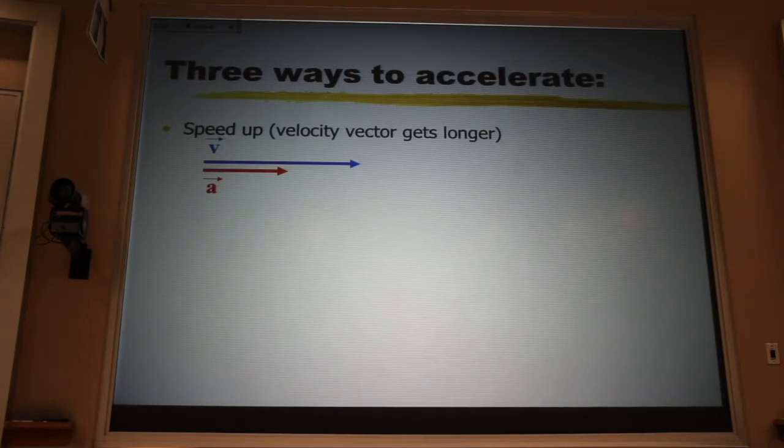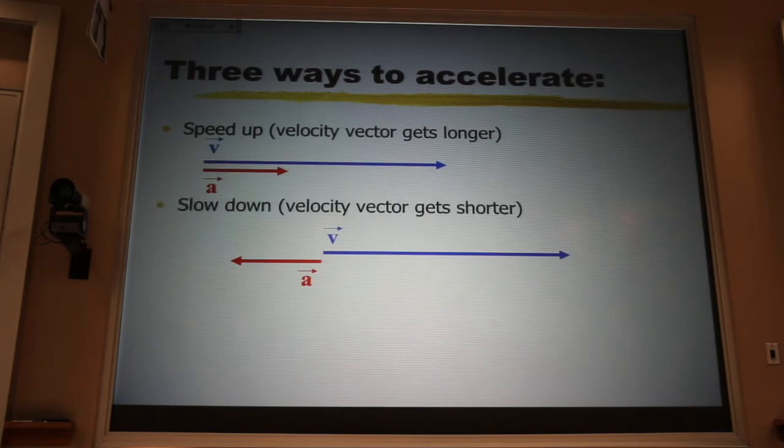Now, the change in velocity that happens every interval of time has to be in the same direction as that acceleration. So I'm adding a change in velocity in the same direction, making the velocity vector longer and longer. If I have an acceleration vector in the opposite direction, well, now I'm using my brake. And the acceleration gives me the direction of the change in velocity. Opposite the velocity makes the velocity vector shorter and shorter.